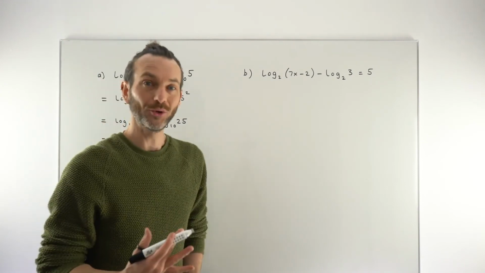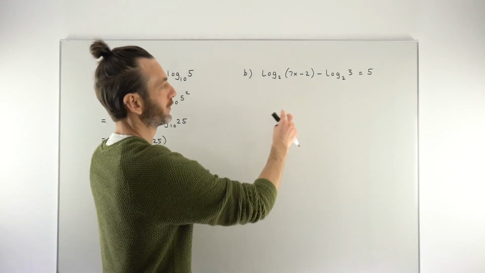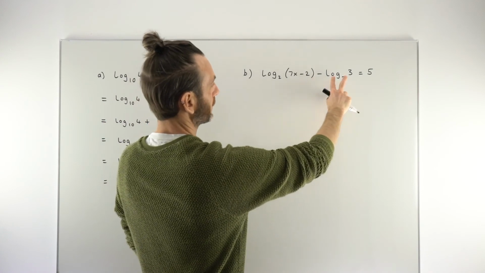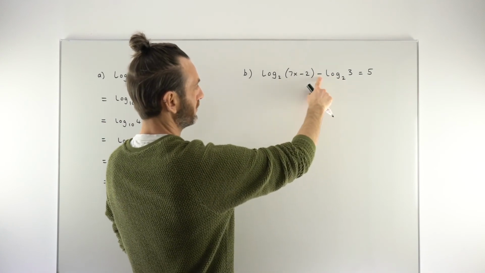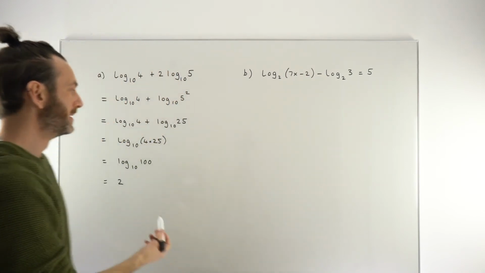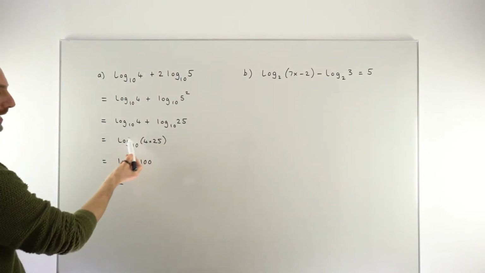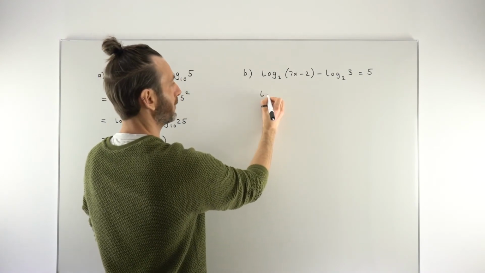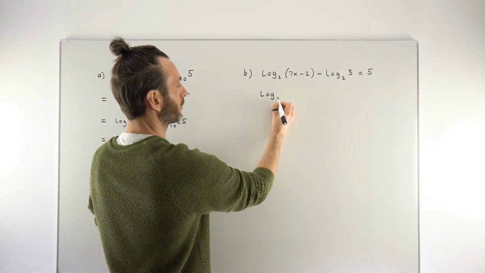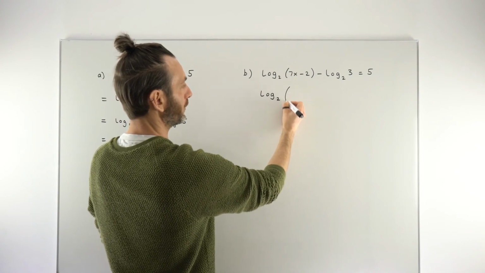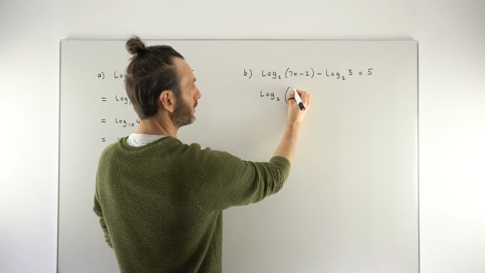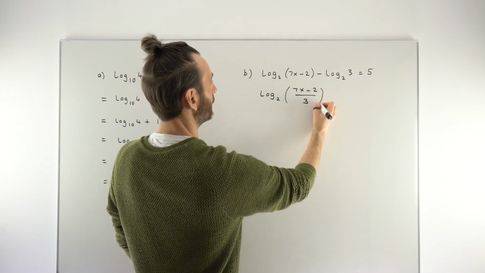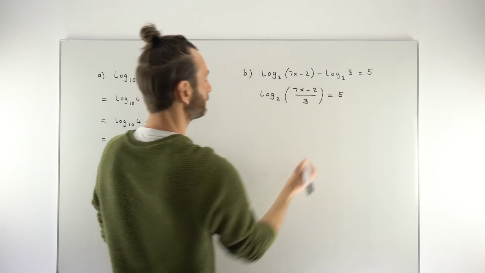So moving on, we're going to be using similar rules maybe in this question. So here we've got the log of something, an expression, minus this log. They've got the same bases. There's a minus in between, so we can combine them in a similar way to how we combined these two here. But because it's a minus, this time we're going to be combining them in a slightly different way. So it's going to be log to base 2, not of a product of these two, but as a quotient, which will be 7x minus 2 divided by 3, like this. And that's going to be equal to 5.